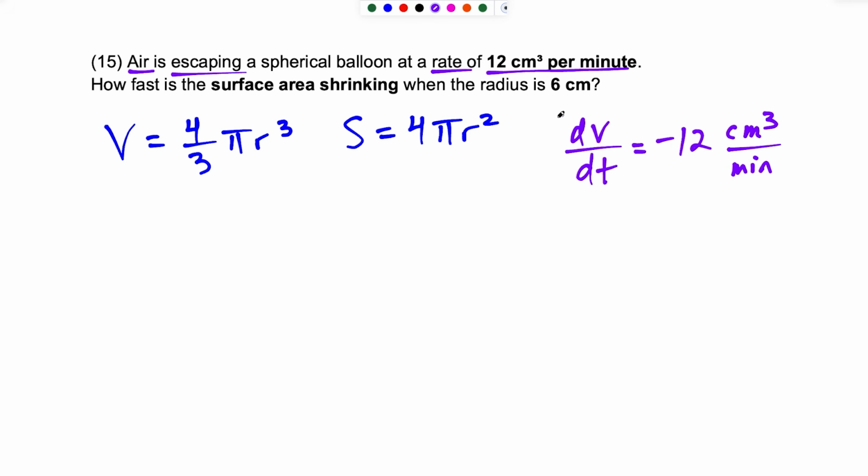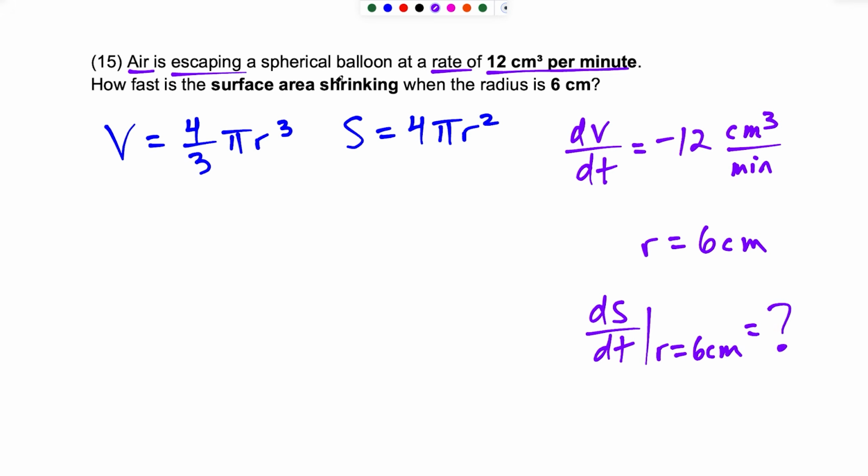Okay, and they want us to find here, how fast is the surface area shrinking when r equals 6 centimeters. Okay, so at the end, we're going to plug in r equals 6 centimeters, and we want to know what is dS/dt at the moment r is equal to 6 centimeters. Okay, this is what we're looking for.